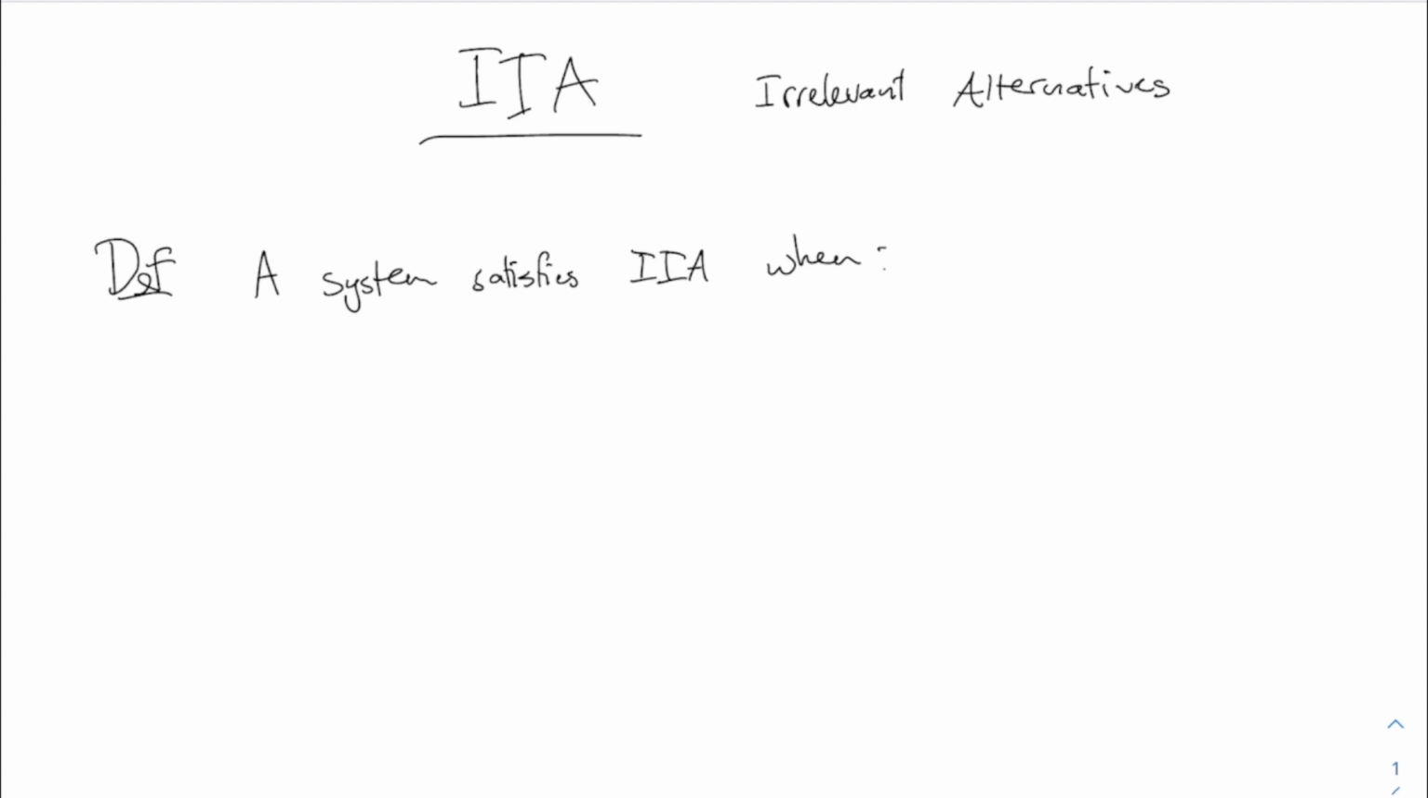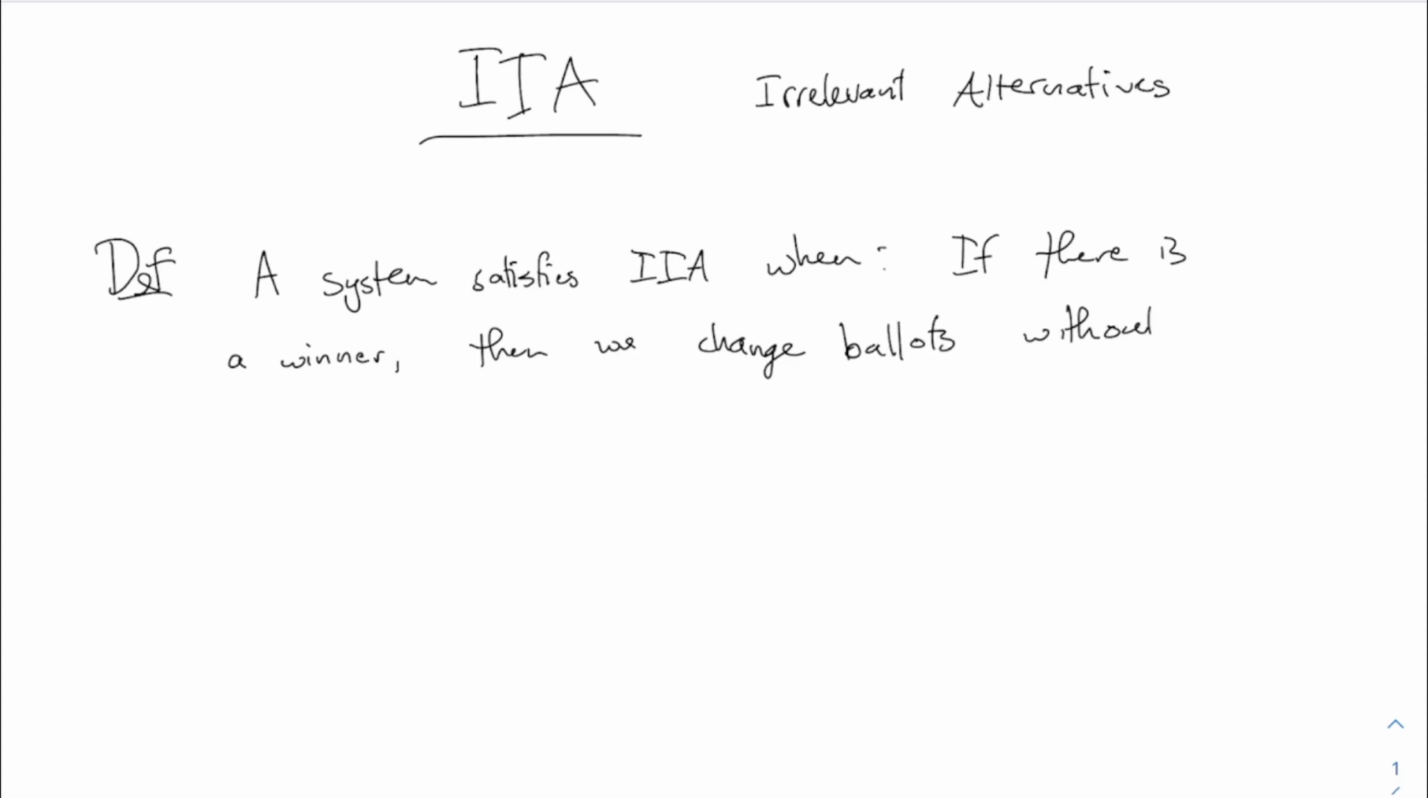if there is a winner and then you change some people's ballots. So if there is a winner, then we change ballots without moving anyone past the winner. This is the important part. Without moving anyone past the winner. So that means people change their mind, but everyone who used to be below the winner is still below the winner, and everyone who used to be above the winner is still above the winner. This is referred to as an irrelevant change because nobody's actually changing their mind regarding the positioning of the winner. All right?